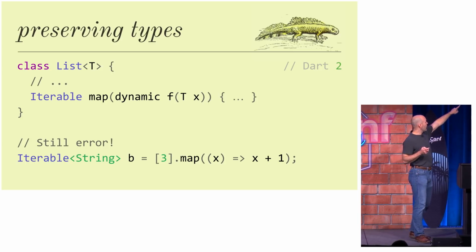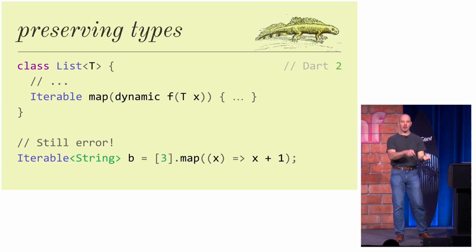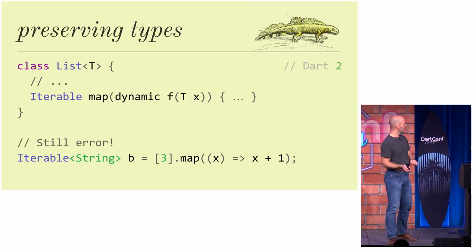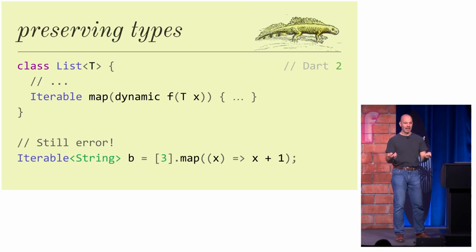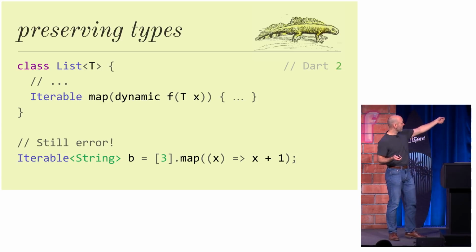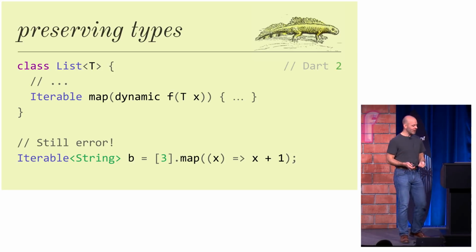And the reason is, as I mentioned before, this map method doesn't give you enough information about how types flow from the inputs to the outputs. So the return type of this whole operation is an iterable of dynamic. And in a sound type system, we can't allow you to put an iterable of dynamic in an iterable of string, because in fact here it has ints in it. And I can't let you put ints where strings are expected if I want to have a sound type system.